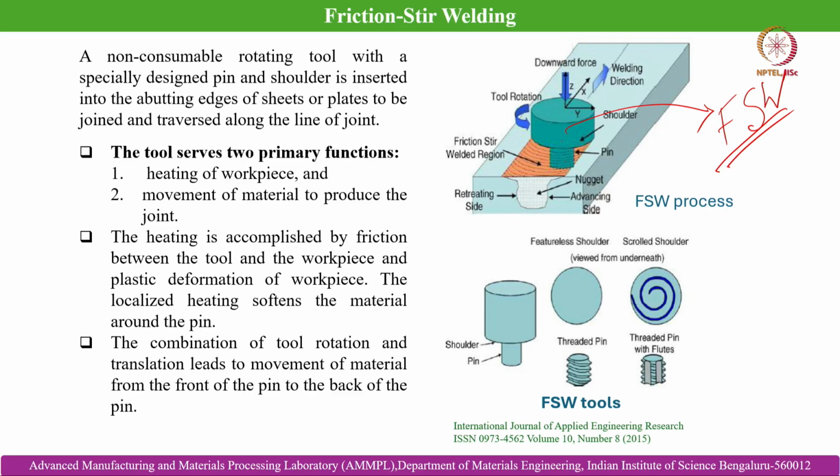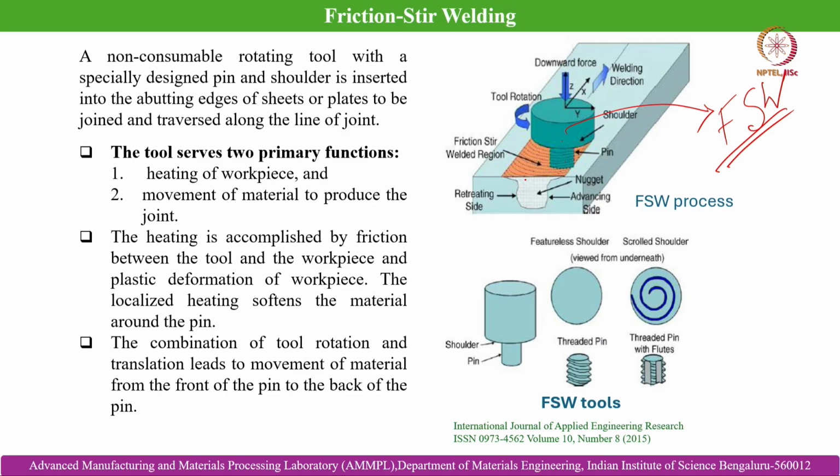Here the tool is inserted into the workpiece, which is responsible for plastifying the material and also moving the material across the length of the weld. It is only possible because of the combination of tool rotation and its translation, which leads to material movement from the front of the pin to the back of the pin. Depending upon the joint architecture and the material involved, we can achieve the joint in friction stir welding with a variety of pin and shoulder designs.